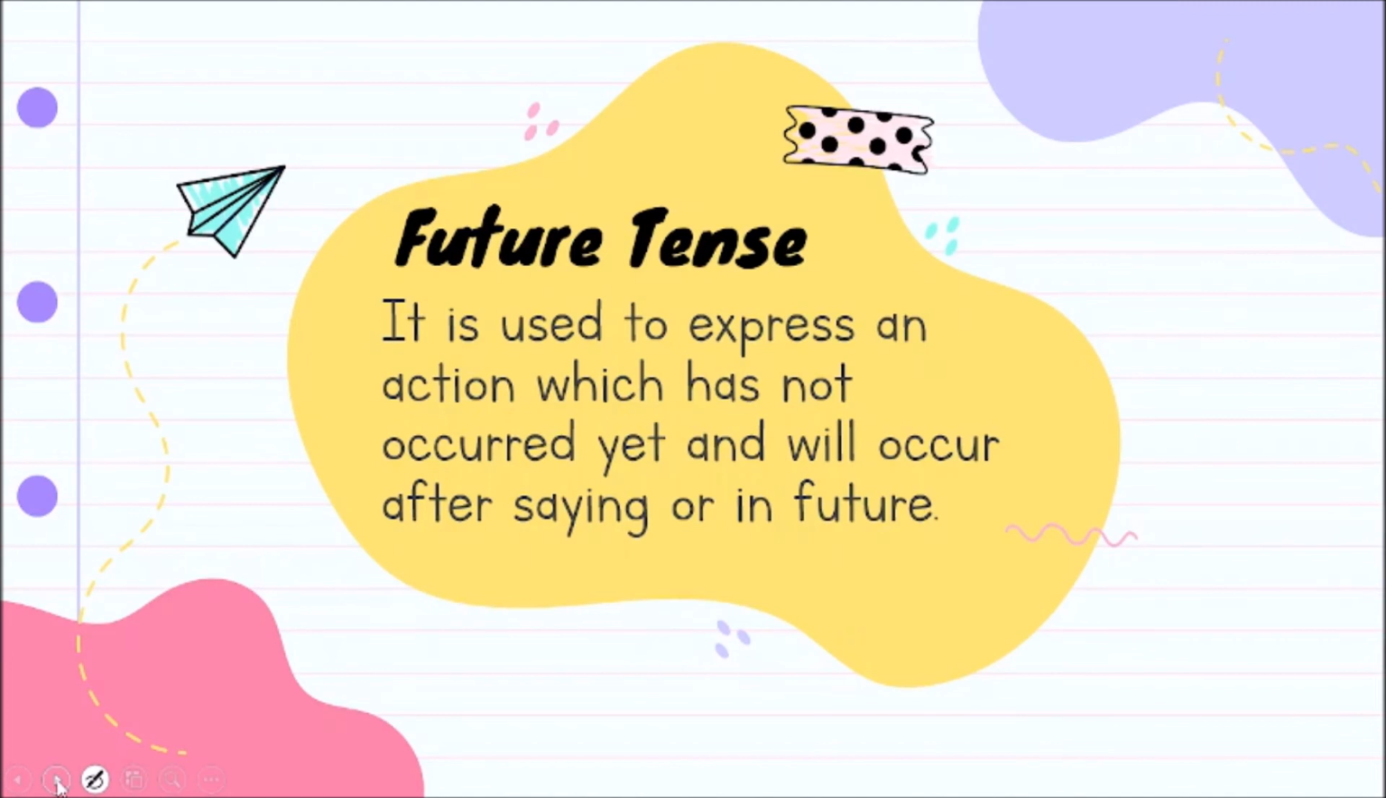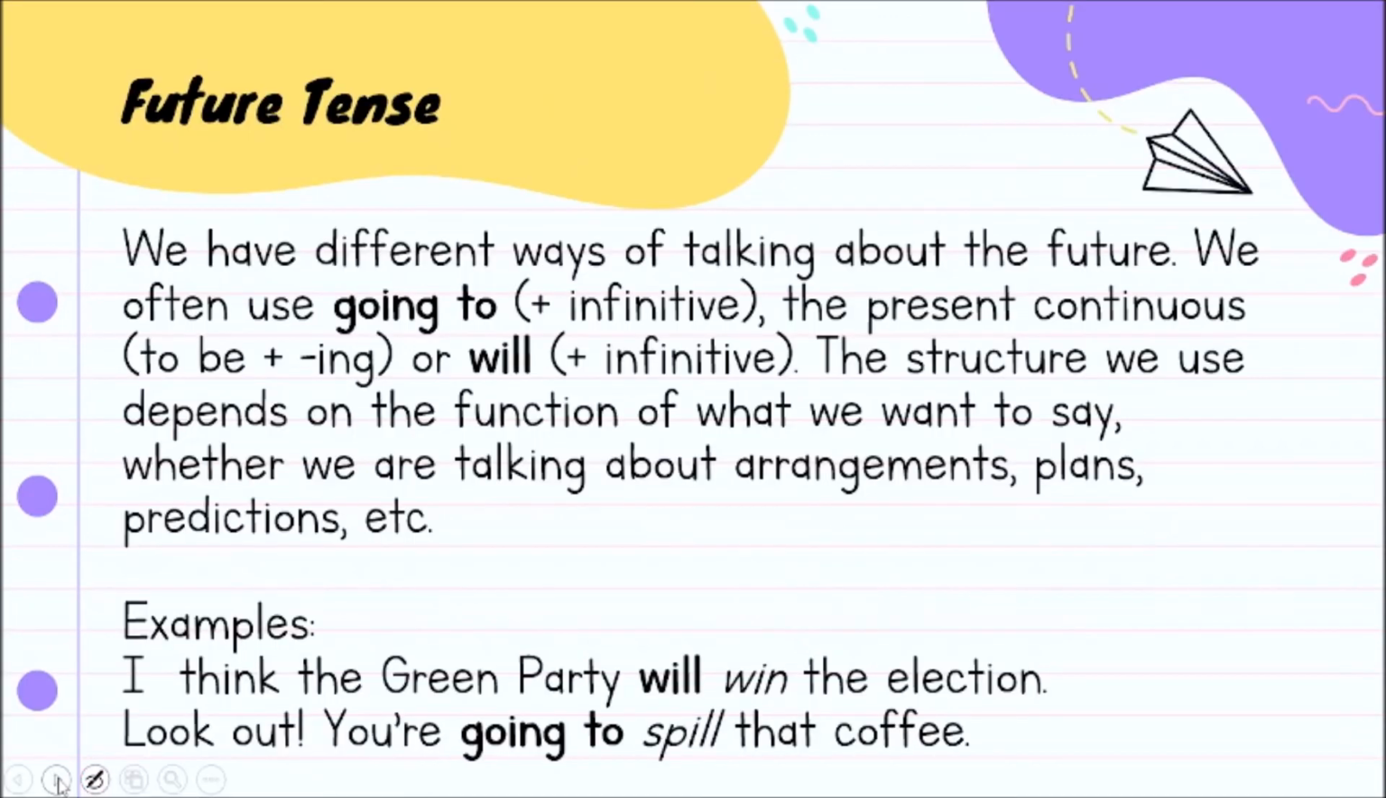And lastly, we have the future tense. It is used to express an action which has not occurred yet and will occur after saying or in the future. That is why it is named future tense. The action will happen in the future. It's not yet happening.